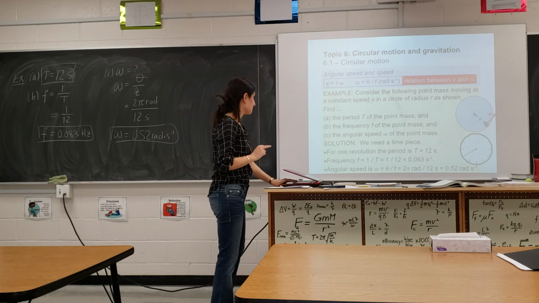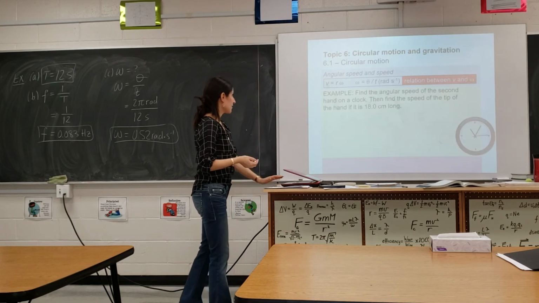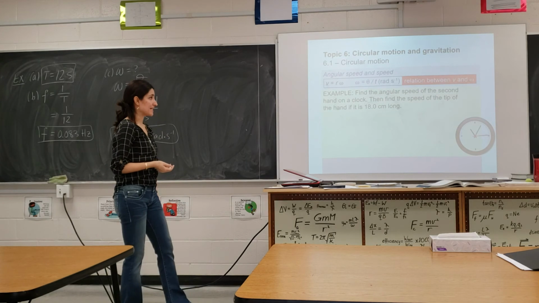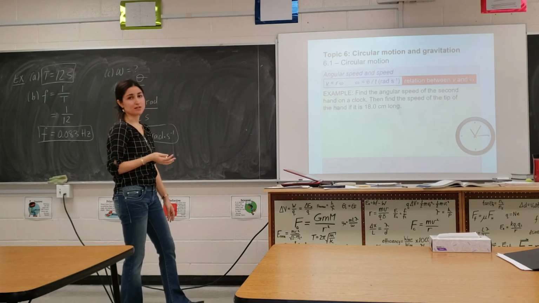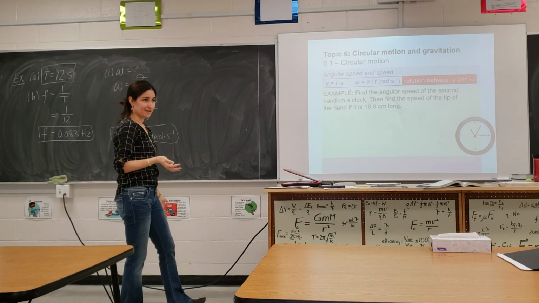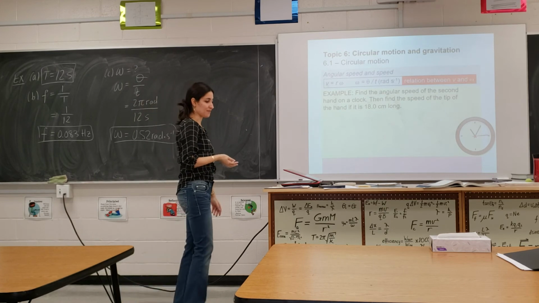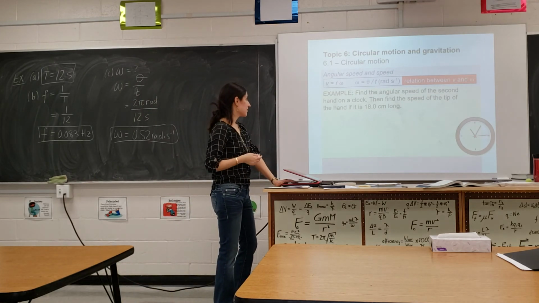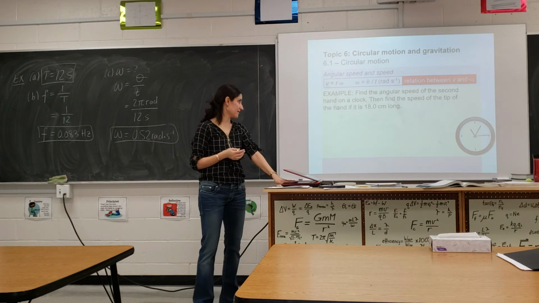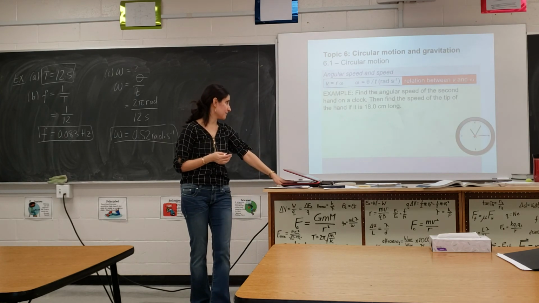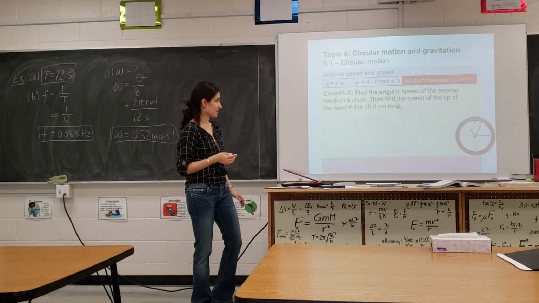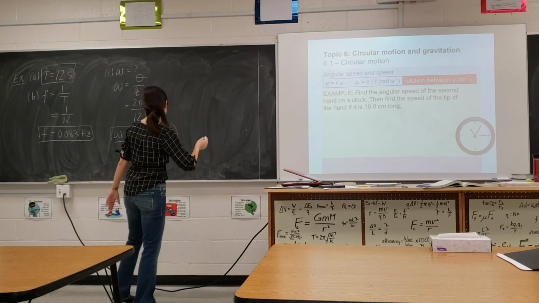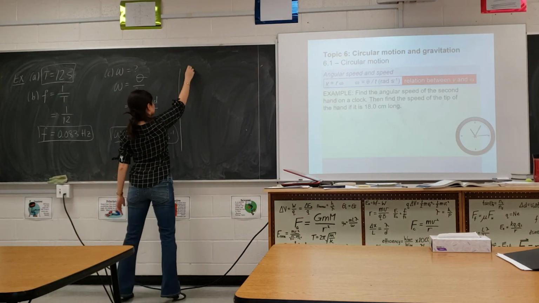Two more slides. All right, example. Find the angular speed of the second hand on a clock. If you have a clock nearby or you have a watch, pay attention to the second hand, right? So you need an analog watch for this. Find the angular speed of the second hand on a clock, then find the speed of the tip of the hand if it is 18 centimeters long.